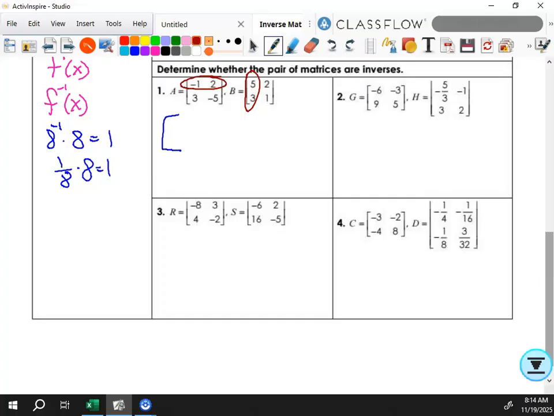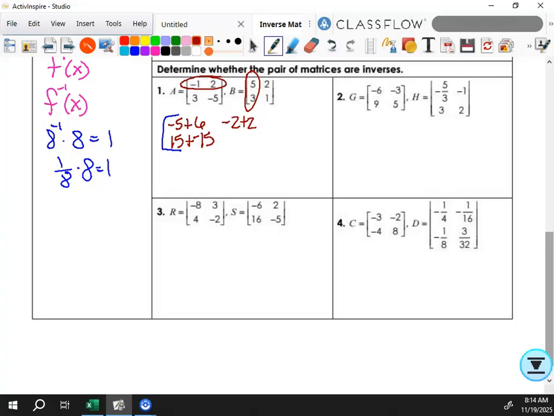So -1 times 5 is -5, plus 2 times 3 is 6. Right? Then first row times the second column is going to be -2 plus 2. I'm just multiplying. We've done this before, right? Everybody with me? Second row times the first column, 3 times 5 is 15, plus -5 times 3 is -15.